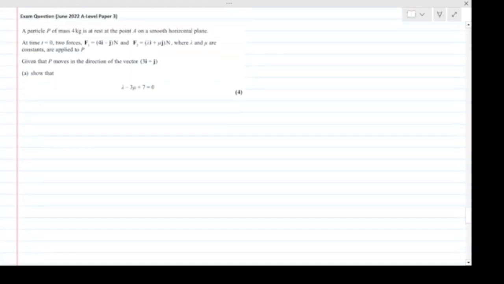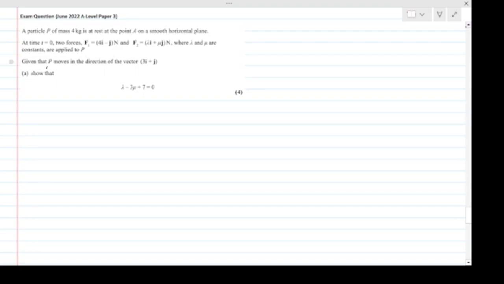Okay, we're going to finish off with an exam question. And it's not too dissimilar to what we just looked at with the parallel stuff. I probably gave the question away by mentioning that, but okay. We're told a particle P of mass 4 kilograms is at rest at a point A on the smooth plane. At a time t0, the two forces F1 and F2 are applied to P.